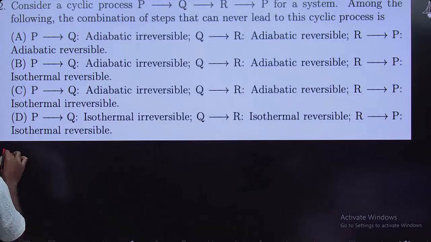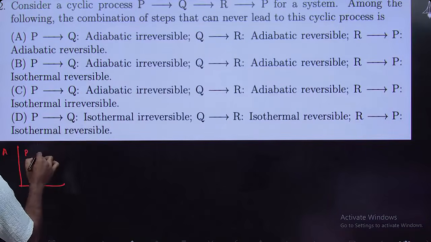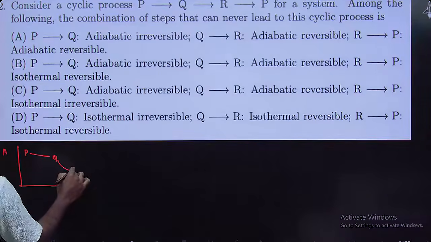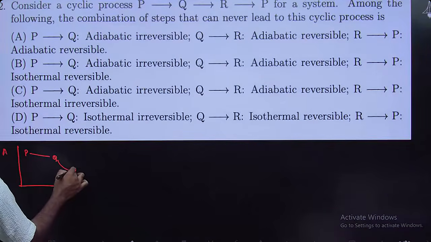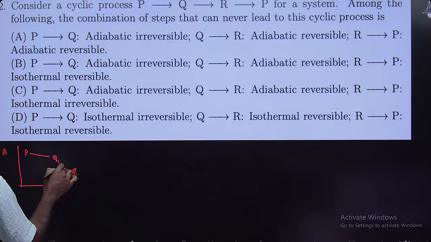cases, in option A, they are saying that P to Q is adiabatic irreversible. Suppose this is adiabatic irreversible, straight line, right? Then Q to R is again adiabatic reversible. So expansion would be like this, Q to R, adiabatic reversible. So I just made it curved. And R to P, basically the back one, is adiabatic reversible. So if you apply adiabatic reversible compression here, it will trace back the path.